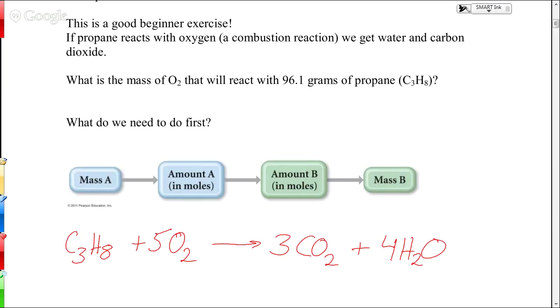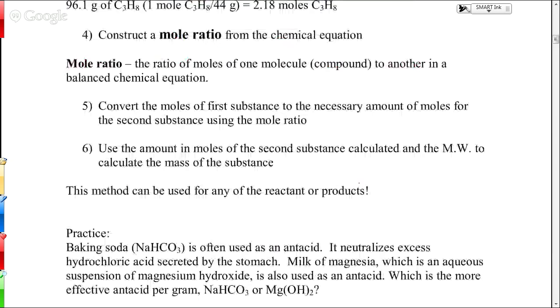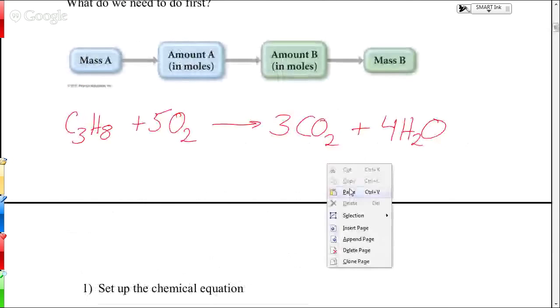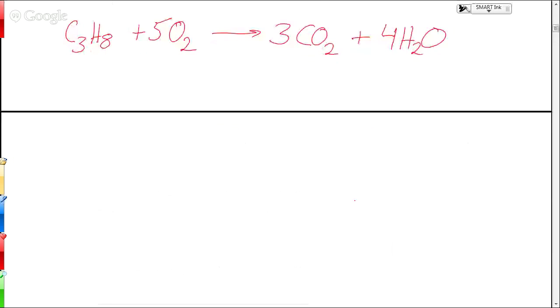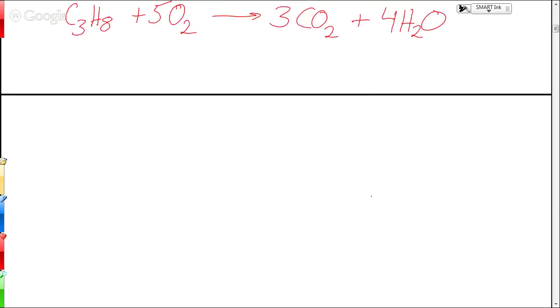So we've got 96 grams of propane, and we want to know how many oxygens will react with that. So 96 grams is not a count, right? That's a measurement. So we need to get to moles instead. This is kind of all written here, but let's just do it together so we can follow it. All right, 96.1 grams of propane.